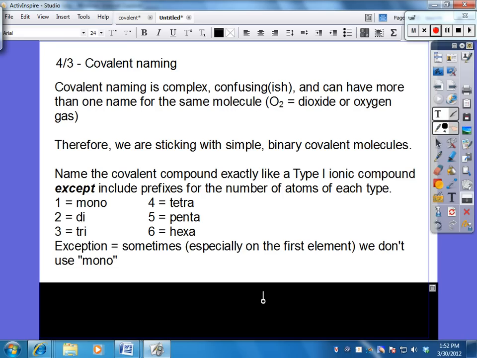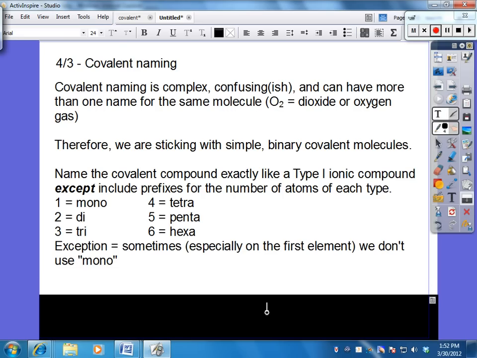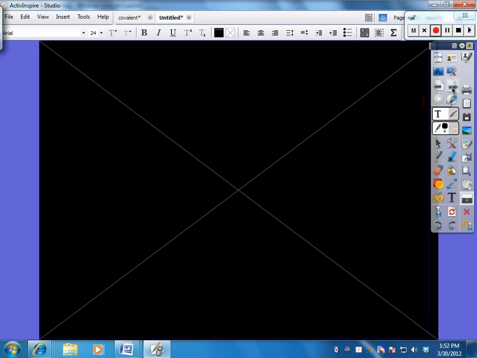There is, of course, one exception, and that sometimes, especially on the first element, we don't use the prefix mono. However, if you use the prefix mono when we don't commonly use it, that's fine for right now at this level. There are some other rules that we can get into later, or you can get into later in other classes. So let's see how this works and why we need to use those number prefixes.